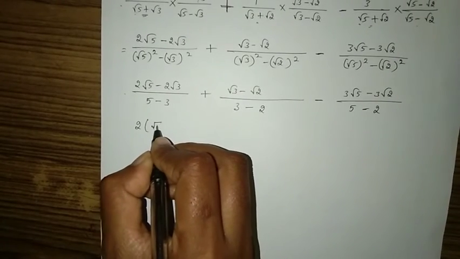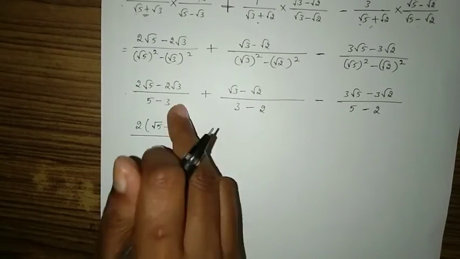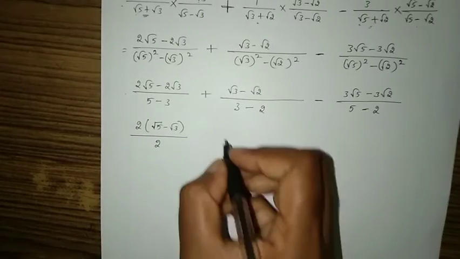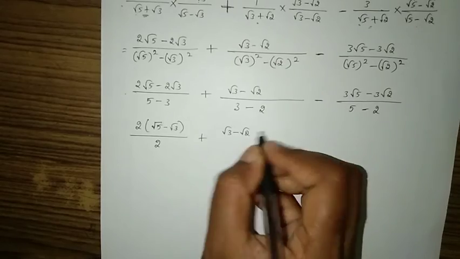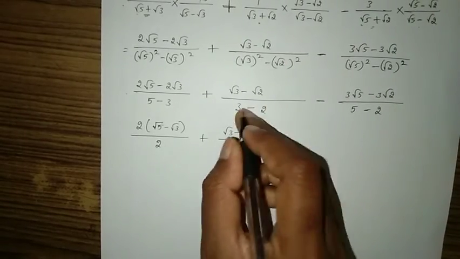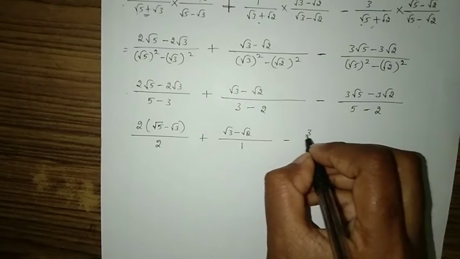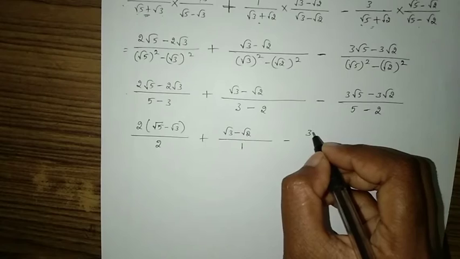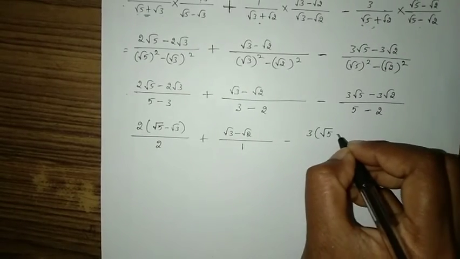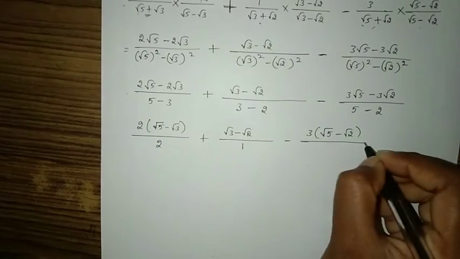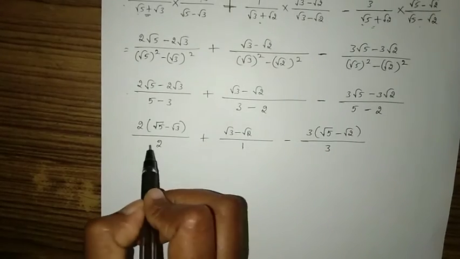We end up with (root 5 minus root 3) divided by (5 minus 3), which is 2, plus... here we don't have any common things, so we write it as it is. 3 minus 2 is 1, minus... we have 3 as a common, so take 3 outside the bracket. We write (root 5 minus root 2) divided by (5 minus 2), which is 3.